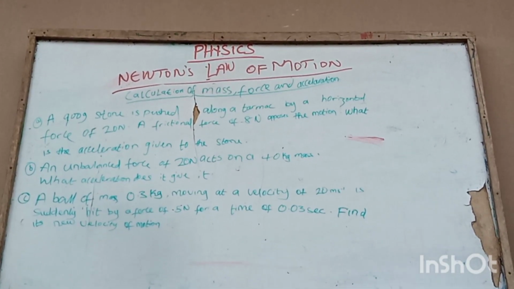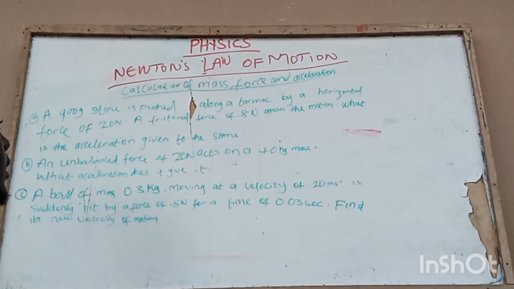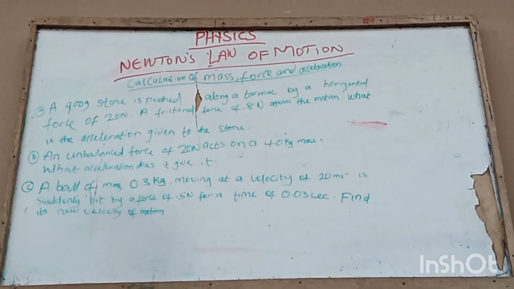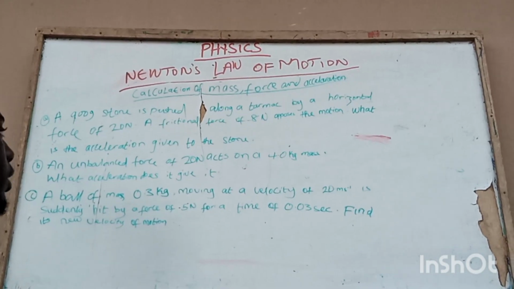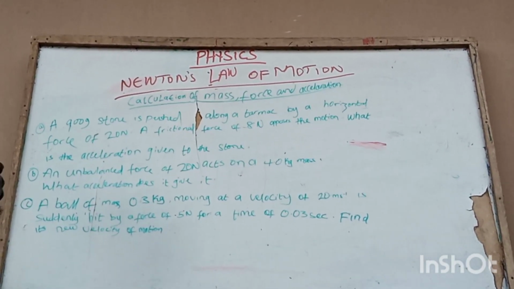The first question: a 900-gram stone is pushed along a tarmac by a horizontal force of 20 Newton. A frictional force of 8 Newton opposes the motion. What is the acceleration given to the stone?